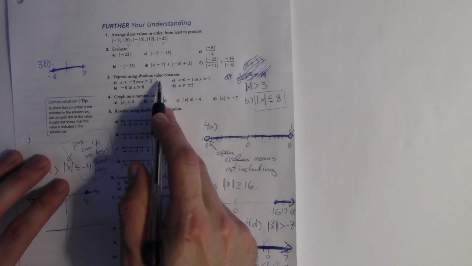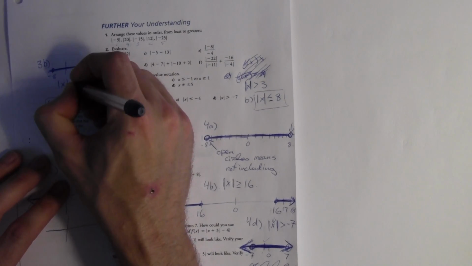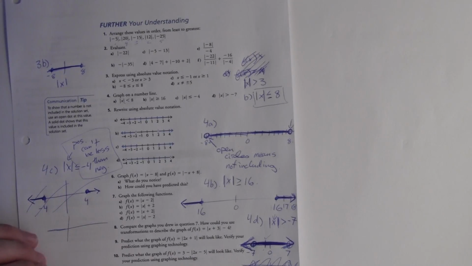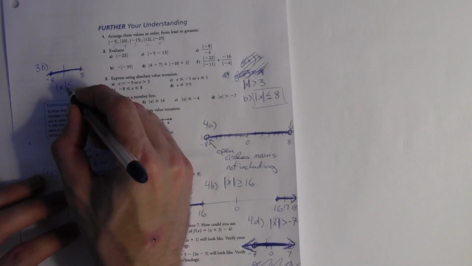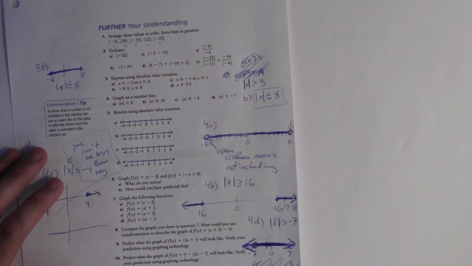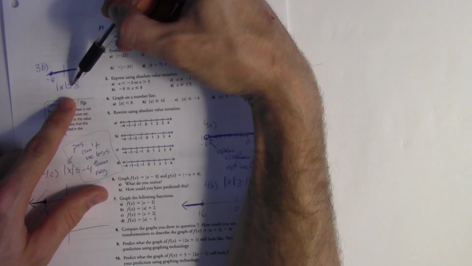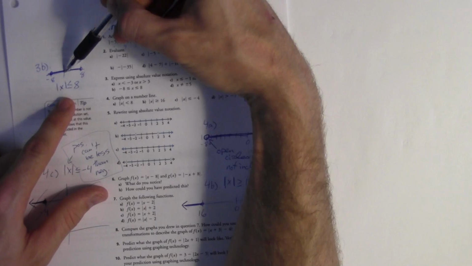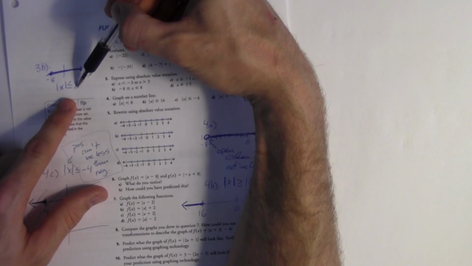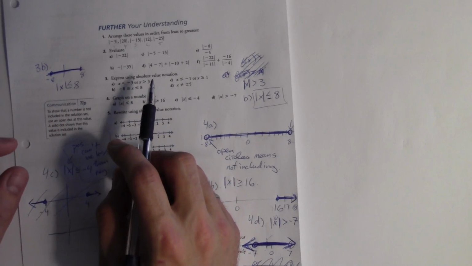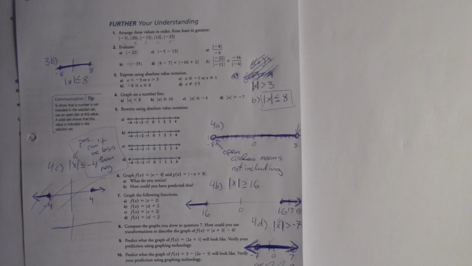Now I want to show the absolute value notation. So I want to say the absolute value of x is going to be what? Does that make sense? Because now if we plug in -7, which is over here, it's going to be +7, which is less than or equal to 8. If we plug in +5, it's going to be less than 8.